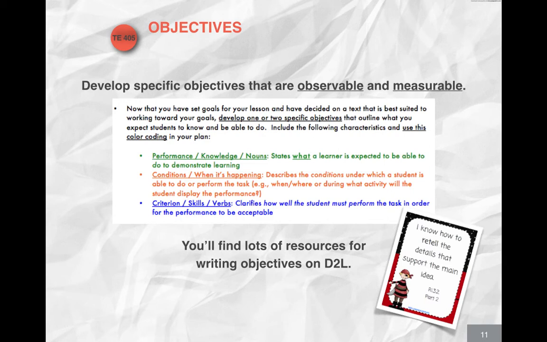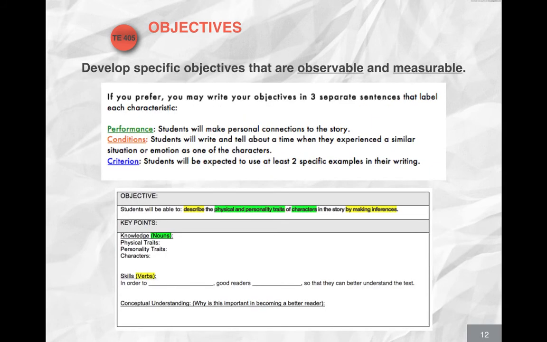We also want to make sure that all of the objectives that we're creating are both observable and measurable, and we want to note too that you're going to find lots of resources for writing objectives on D2L as well as those that we've provided to you through our class discussions. Again, we're flexible, however, so if you prefer to write these objectives in 3 separate sentences, we would just ask you to label the characteristics with that given color, and we're also willing to let you use that vision setting template that was provided to you after that first video. So looking at the objective and the key points and breaking it down in that way, whatever suits you as a teacher.